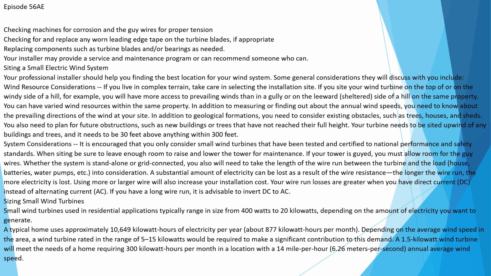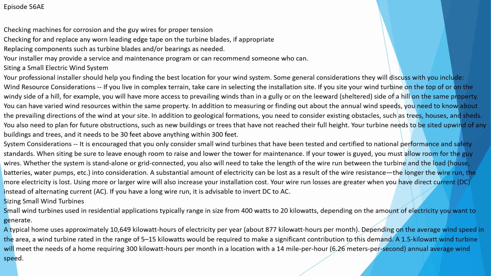Sizing small wind turbines. Small wind turbines used in residential applications typically range in size from 400 watts to 20 kilowatts, depending on the amount of electricity you want to generate. A typical home uses approximately 10,649 kilowatt-hours of electricity per year, about 877 kilowatt-hours per month. Depending on the average wind speed in the area, a wind turbine rated in the range of 5 to 15 kilowatts would be required to make a significant contribution to this demand.